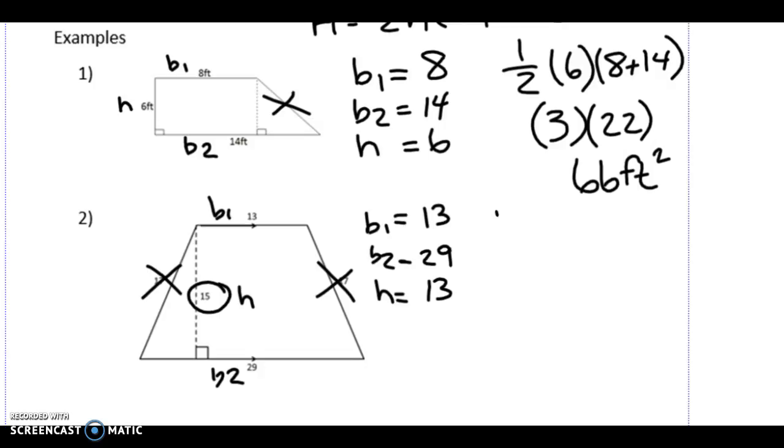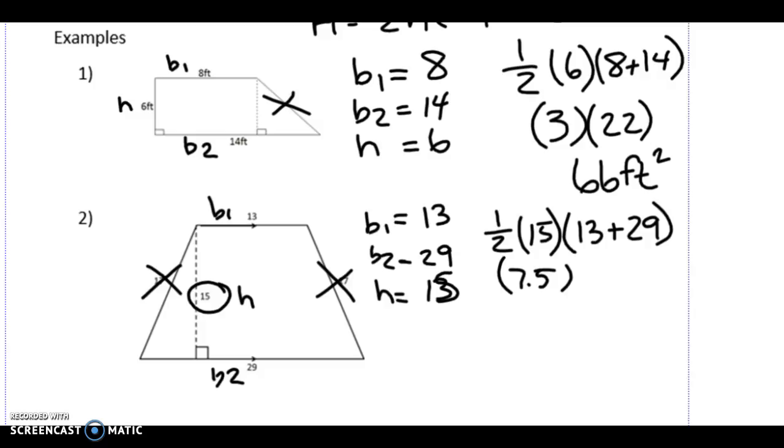So if I plug that in, 1/2 of the height, oops, I'm sorry, I miswrote that number, it's 15. And times B1, which is 13, plus 29. Okay, for me, you could either multiply by 1/2 and get 7.5 for 15 times 42. If you don't like the decimal, you could do all of the multiplication and addition first and then multiply by 1/2. Either way, you're still going to get an answer of 315 inches squared.